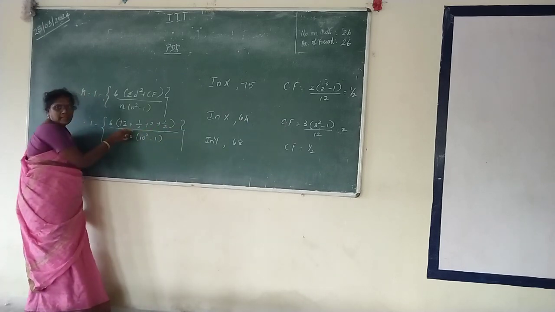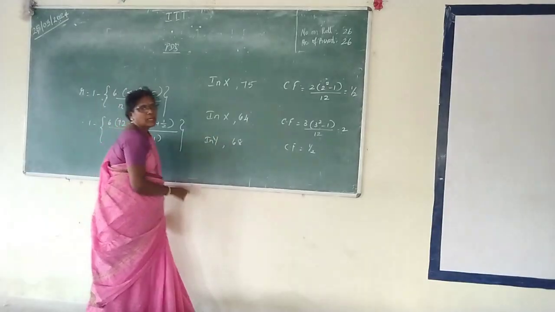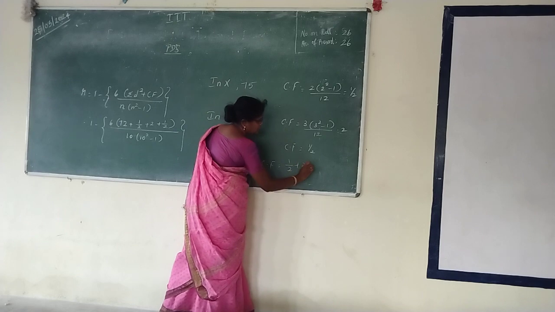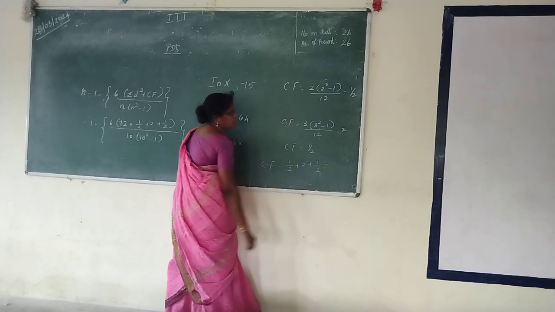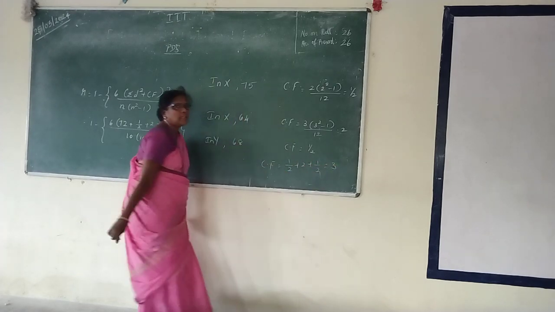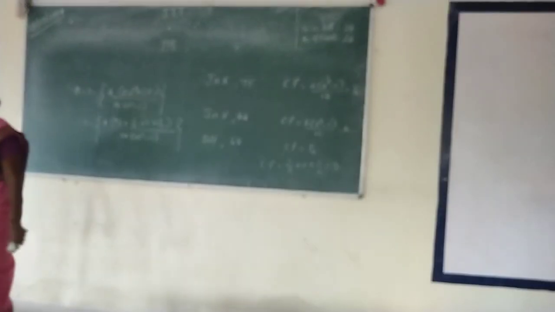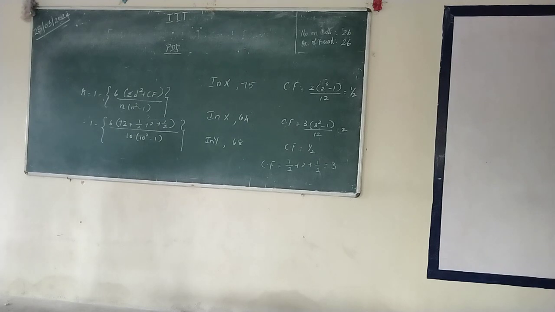If you don't want to do it like this, here itself find the total for the correction factor. 1 by 2 plus 2 plus 1 by 2. What is the answer? 3. So find the total here and substitute here as 3. Your choice. Find what is the R value?